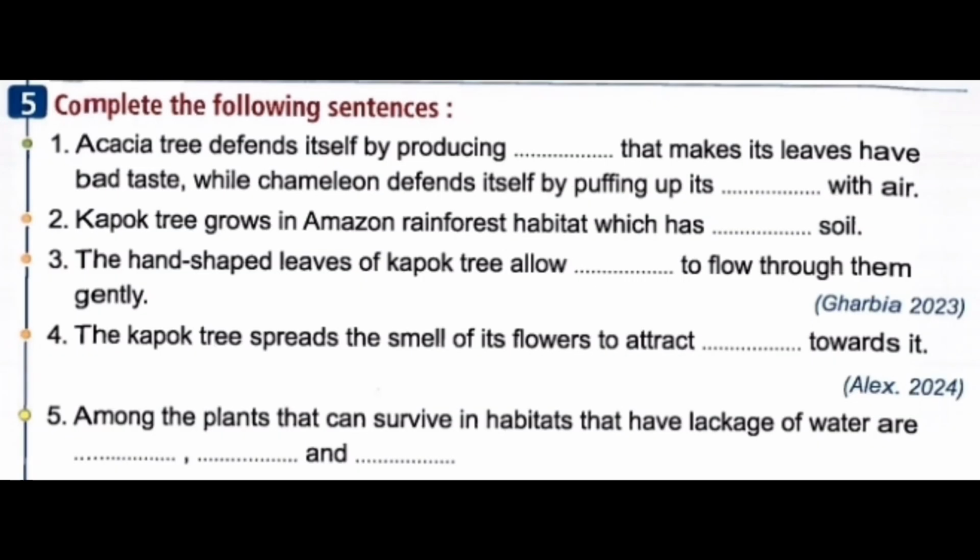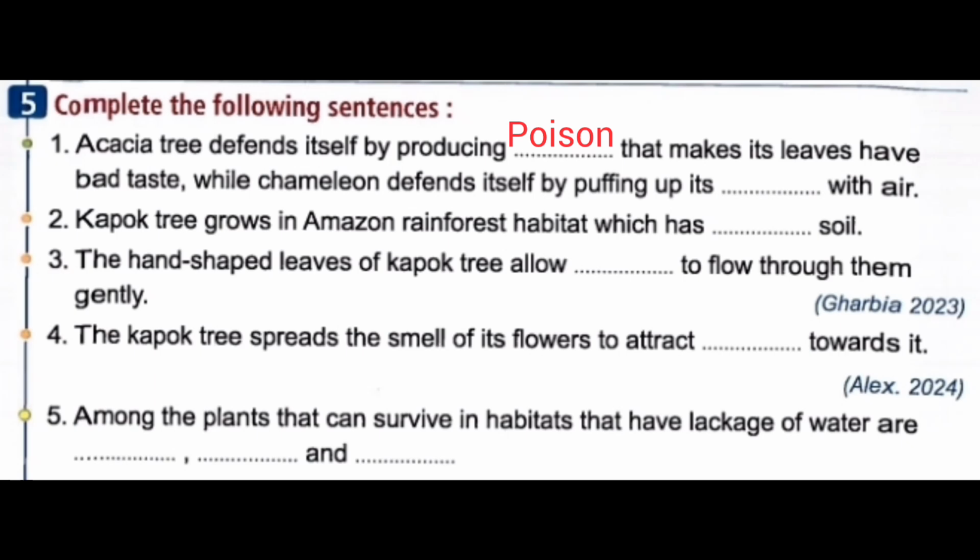Now let's answer question number 5, which is complete the following sentences. Number 1. Acacia tree defends itself by producing blank that makes its leaves have bad taste. Acacia tree produce what? Produce a poison.